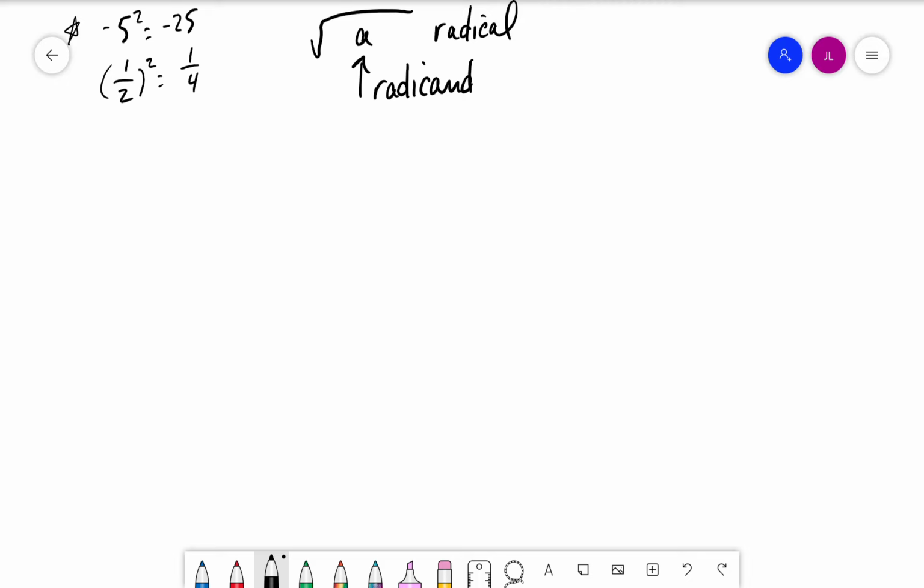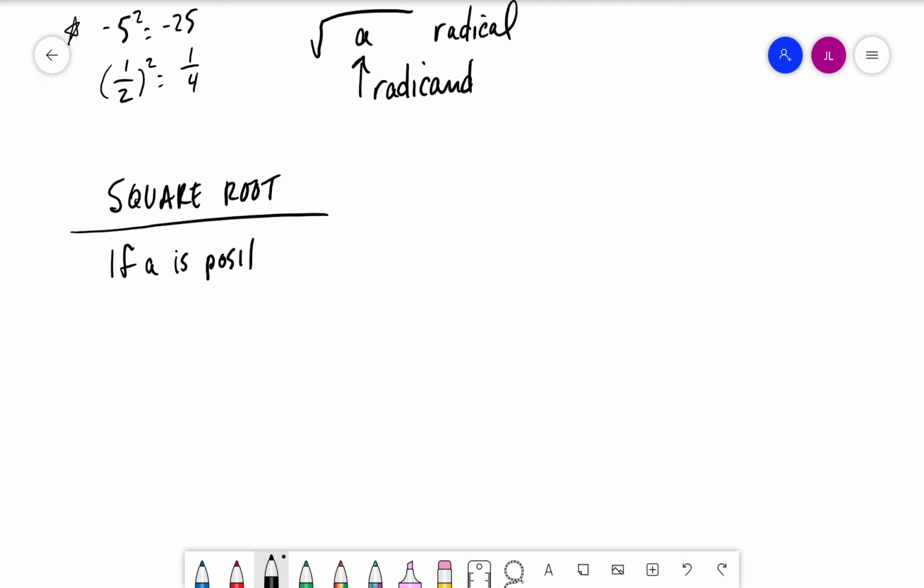So for a square root, I'm going to look over some different rules. When A is positive, the square root of A is the positive square root of A. This is saying this is the positive square root of A.